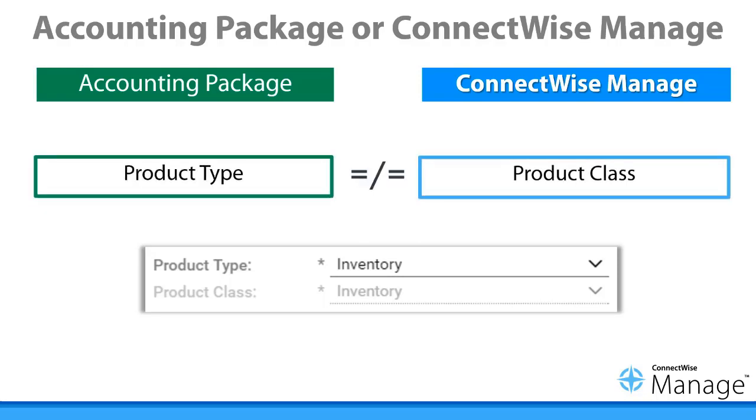Please note, product type is not the same as product class. Product class defines the product flow within ConnectWise Manage. Product type relates to the outcome in the accounting package and tells the integration what type of product to create. Not all accounting integrations have a direct transfer option. Please check your integration documentation for details on transferring procurement. The product class and product type do not have to match, although they often do.